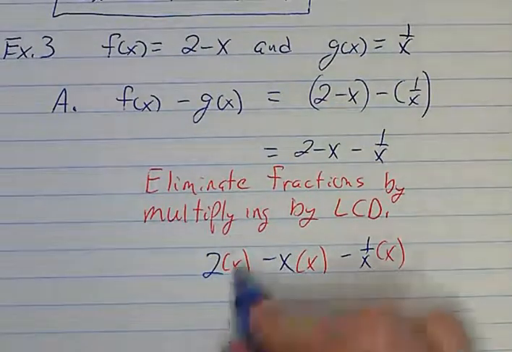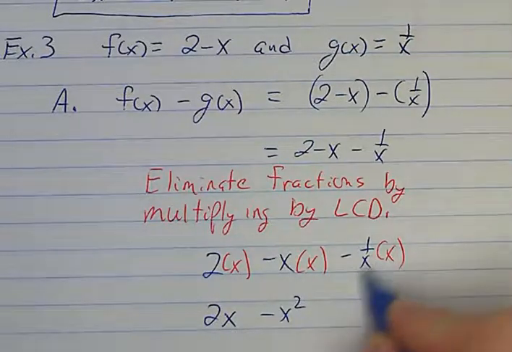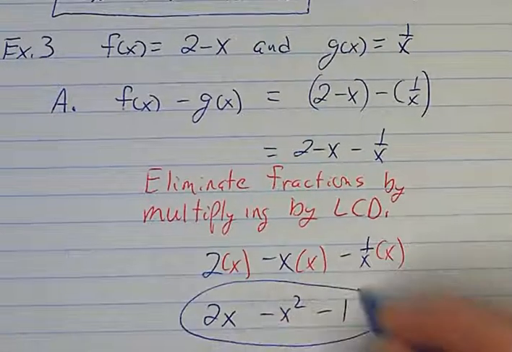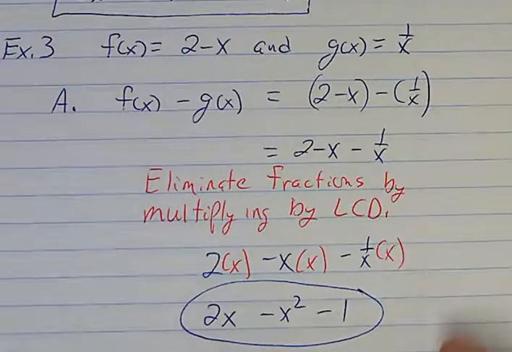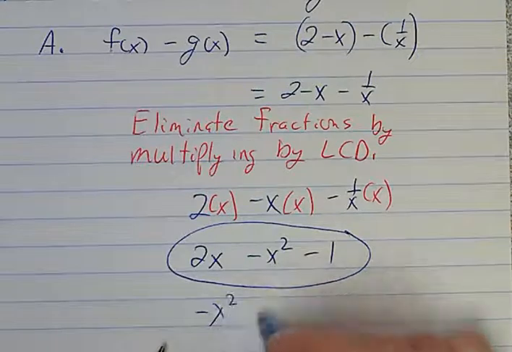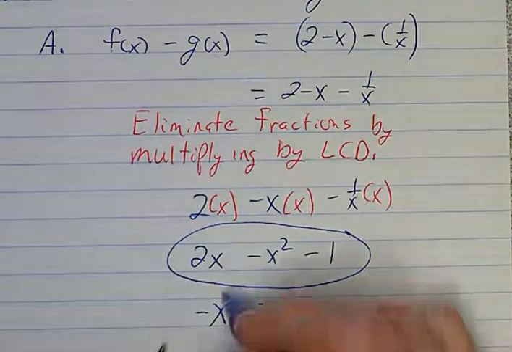Okay, so doing that, you've got 2x for this term. x times x is x squared. These x's will cancel and leave you with a minus 1. So you could leave the answer here. Or you could take that answer, if you put it in descending order, you also could have negative x squared plus 2x minus 1 as an option as well.